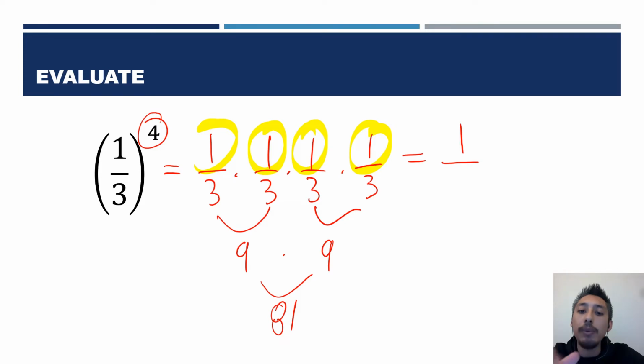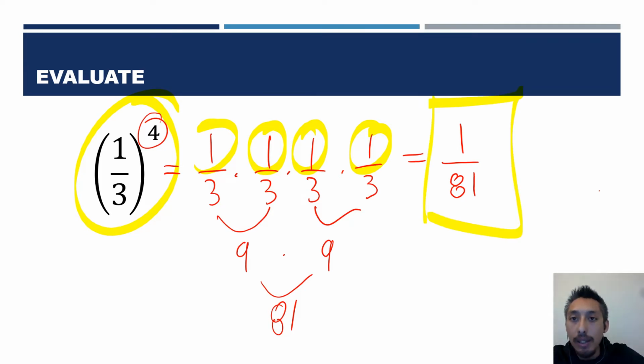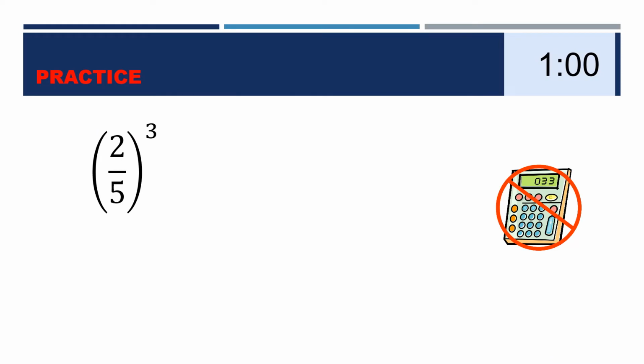You could do this any way you want as long as you're multiplying that correctly. So 3 times 3 times 3 times 3 is equal to 81. So again, that means that 1 over 3 to the power of 4 is equal to 1 over 81. Now it's your turn.